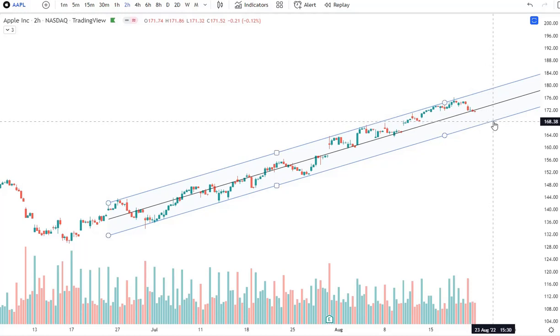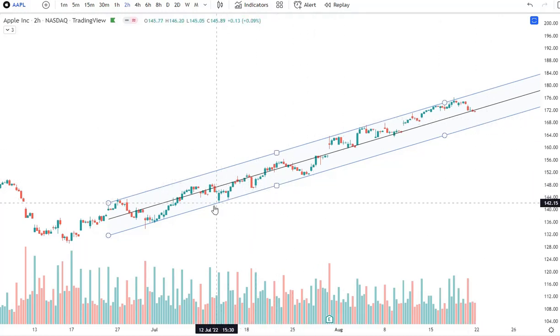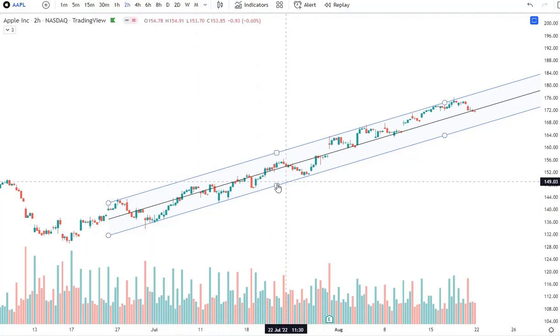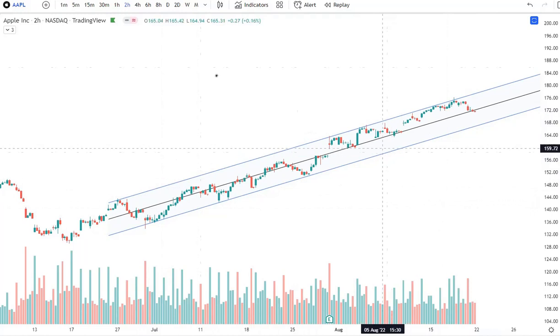So depending upon when it touches, it's around 168.50. So that would be one area of support, because it bounced off the lower end of this channel several times previously. So we would expect some possible dip buying if it were to pull back to the 168.50 area. So that would be the first level of support using the trading channel.